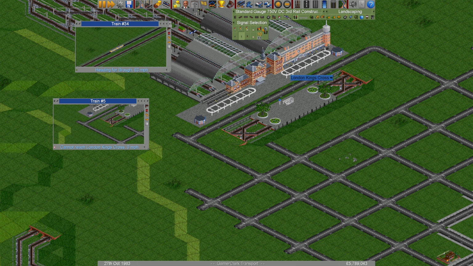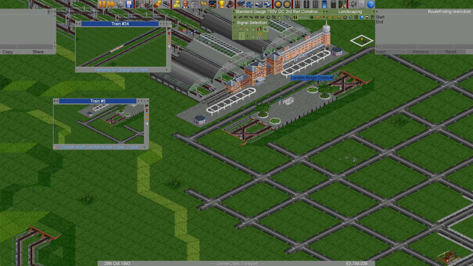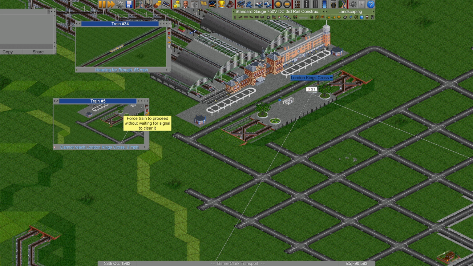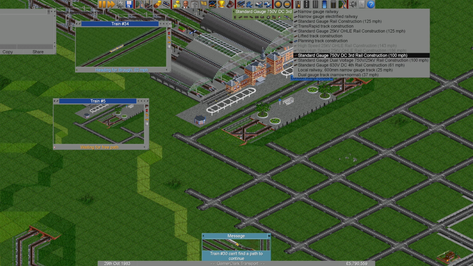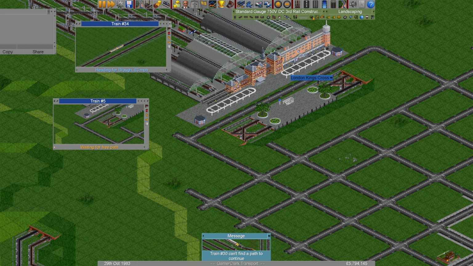We should have a... they should be able to go through that. Is it because this is a block signal and can't see those? Let's try forcing it through. Maybe I've used the wrong track. Third rail.